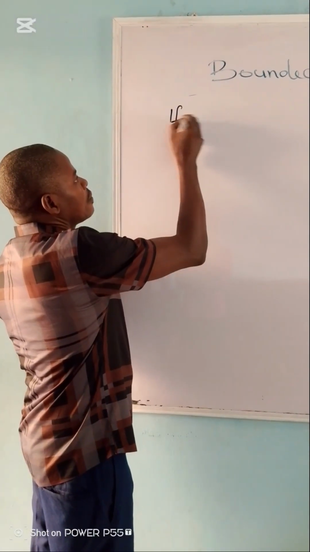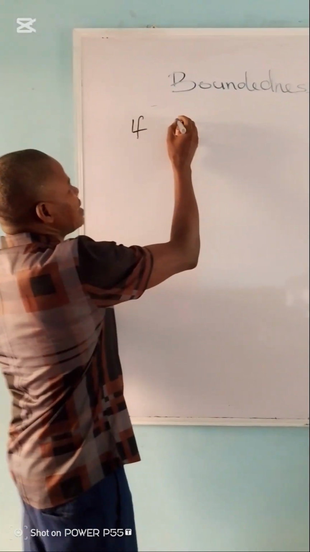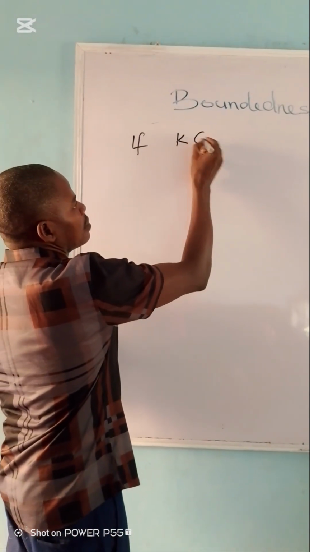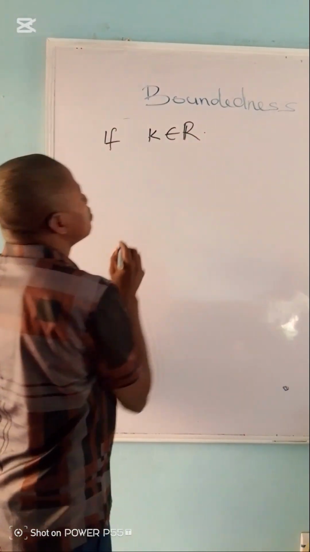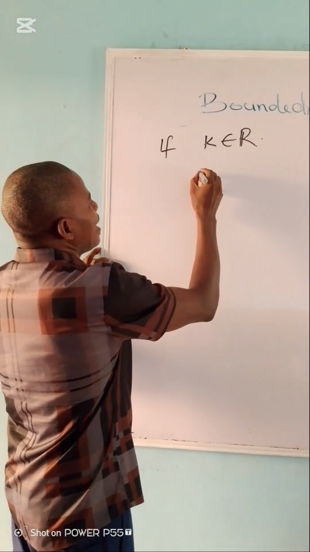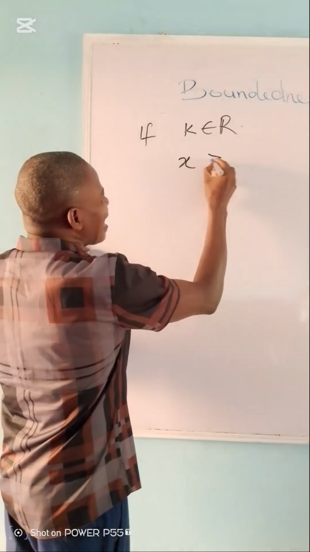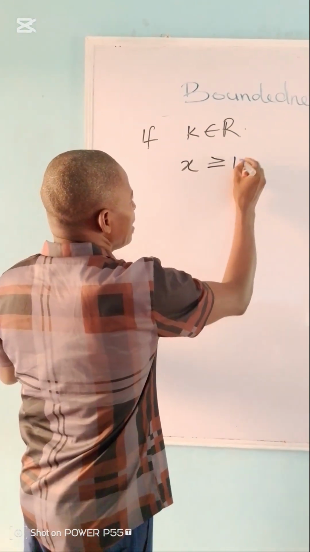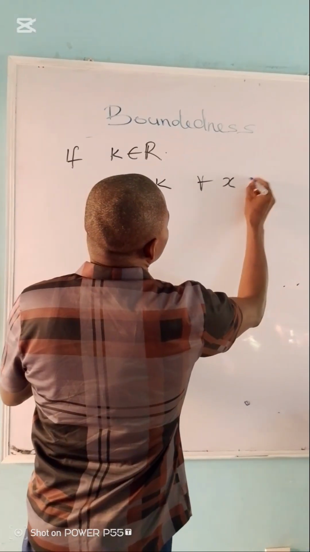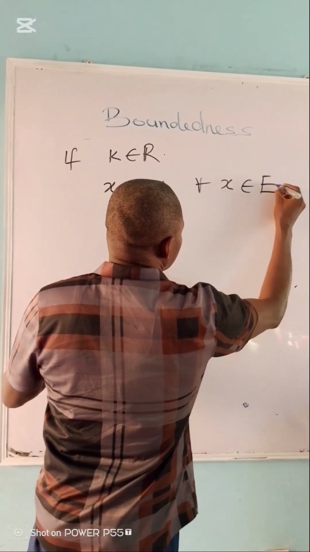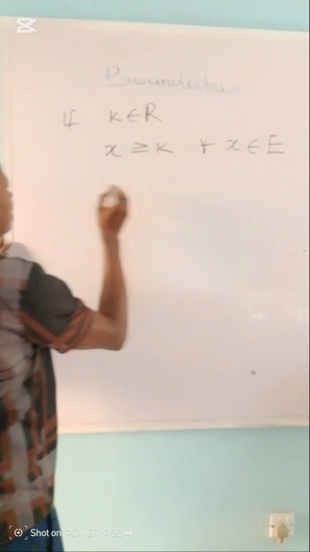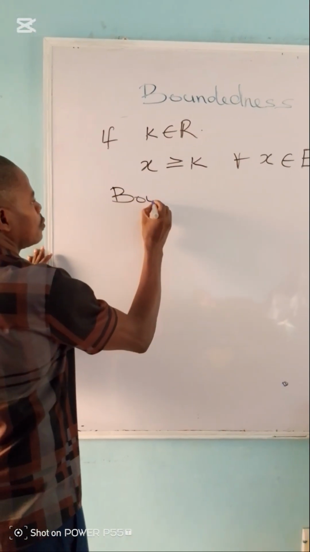If there exists a real number K such that x is greater than or equal to K for all x in E, then we say that particular E is bounded below.